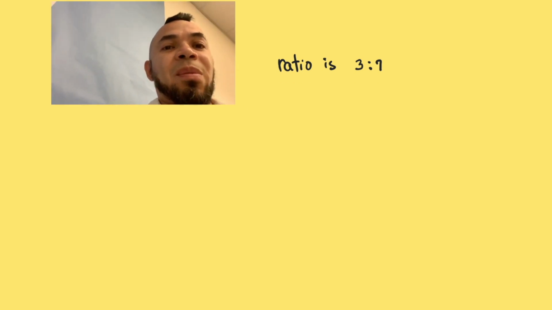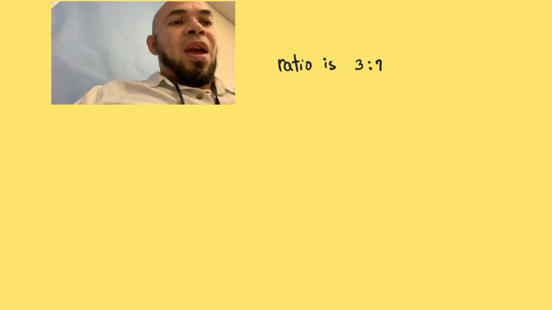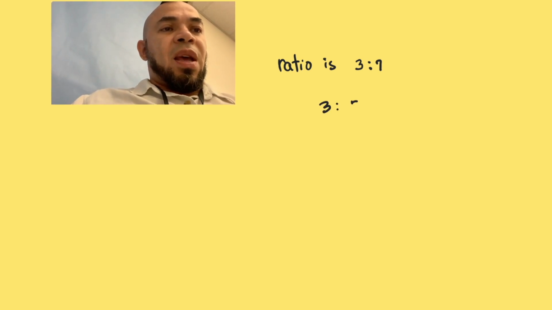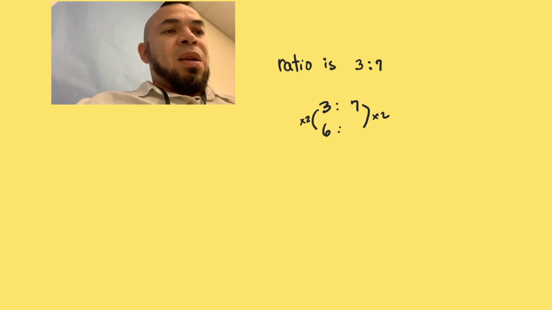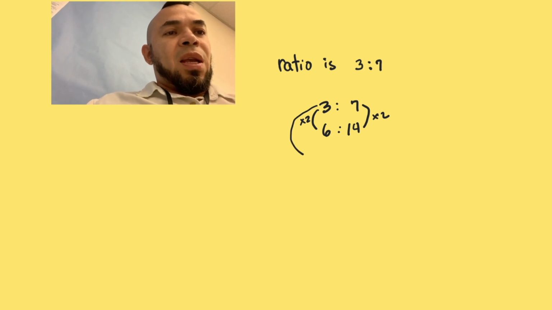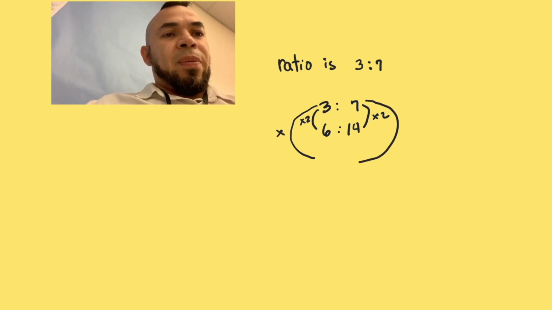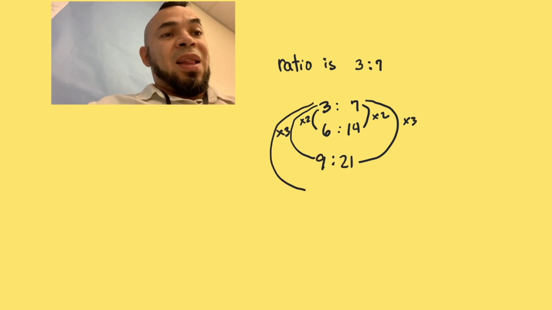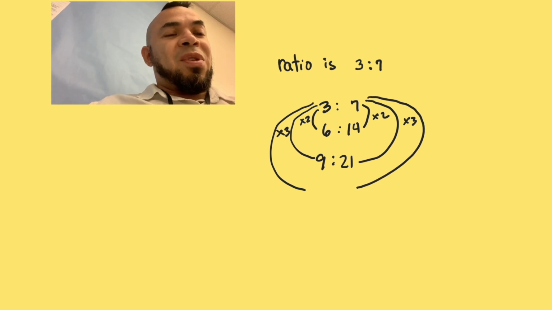So let's look at what I'm talking about. The ratio is 3 to 7. So all I have to do is take 3 to 7 and keep scaling it up. I'm going to scale it by 2, times 2 on both sides. 3 times 2 is 6. 7 times 2 is 14. We know the equivalency is 6 to 14, and I keep scaling it up. Times 3, 3 times 3 is 9. 7 times 3 is 21, and I keep scaling it up.